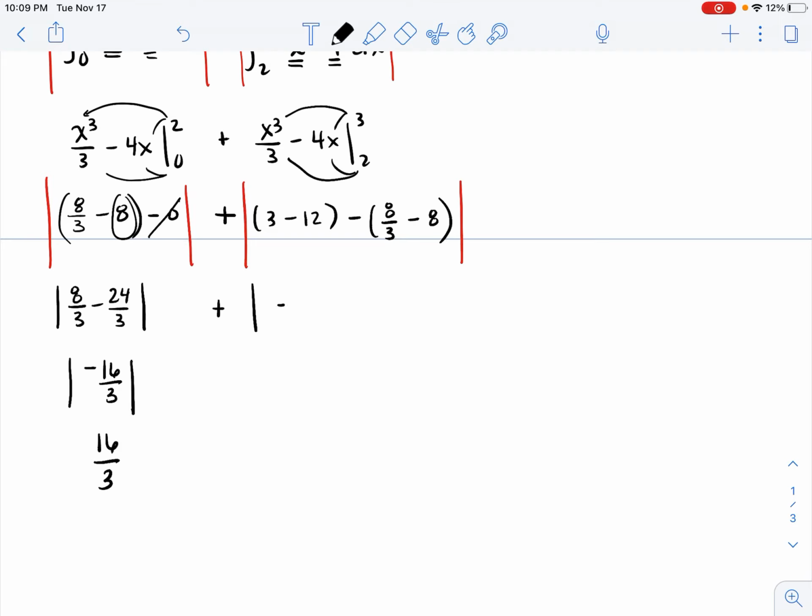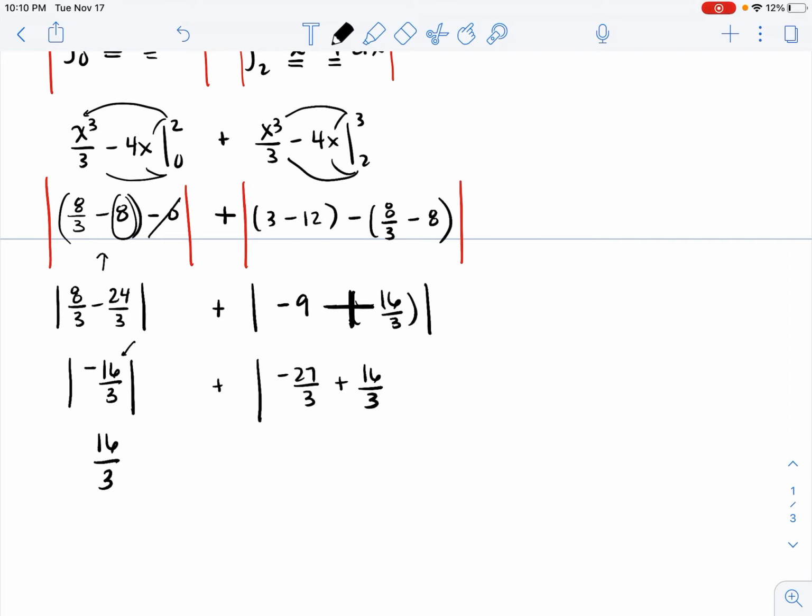On this side, I have 3 minus 12 is negative 9 minus, and then 8 over 3 minus 8. Well, you guys, check it out. We kind of already did that here, didn't we? 8 over 3 minus 8 is this negative 16 over 3 that we found here. So why do it twice? So it's minus negative 16 over 3. Okay, so that's going to give me plus, this is negative 9 really, plus 16 over 3. But this 9 I can rewrite as a negative 27 over 3 plus 16 over 3.